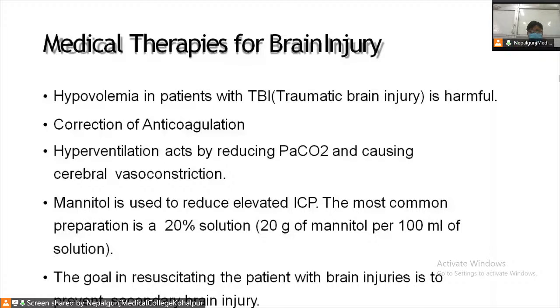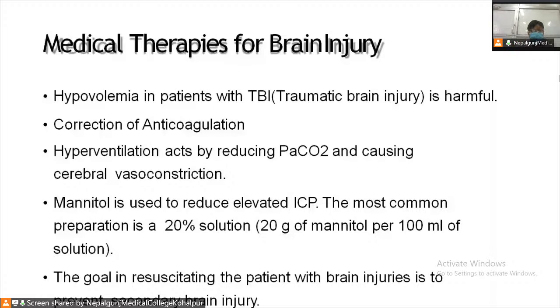We need to be careful. So hypovolemia is the most common thing that we need to treat in case of brain injury. At the same time, coagulation therapy or ventricle correction is needed because there is a chance of bleeding in case of brain injury, and if it is not controlled, there is compromise of the brain.